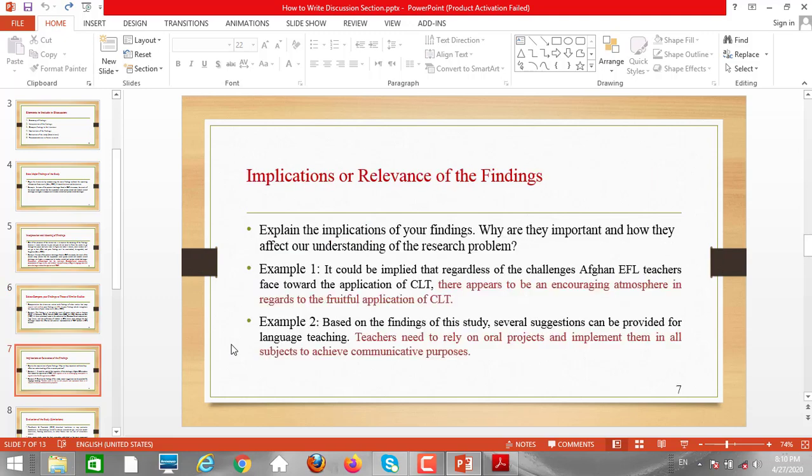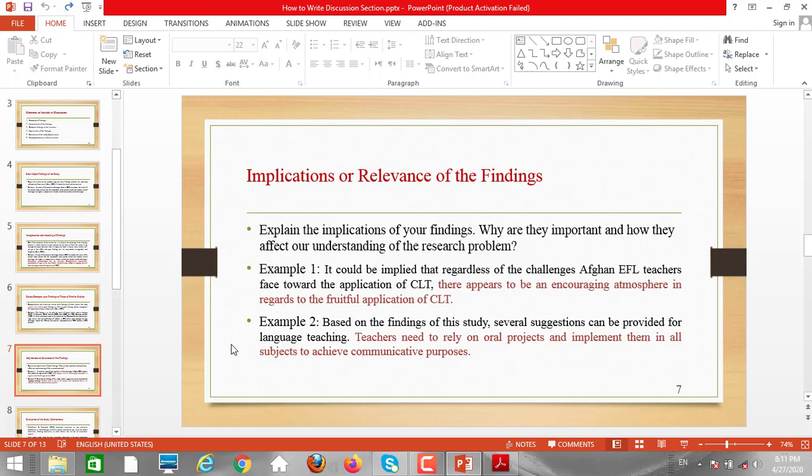Now moving on to the next element, which is implications or relevance of the findings. In this part, you are stating how these findings can contribute to your research problem. What do you have to suggest here? What is the purpose of this research? What did you do, or what are you going to suggest? What are the implications of this study?